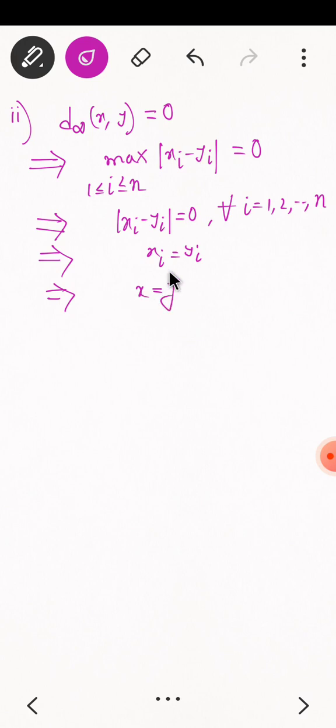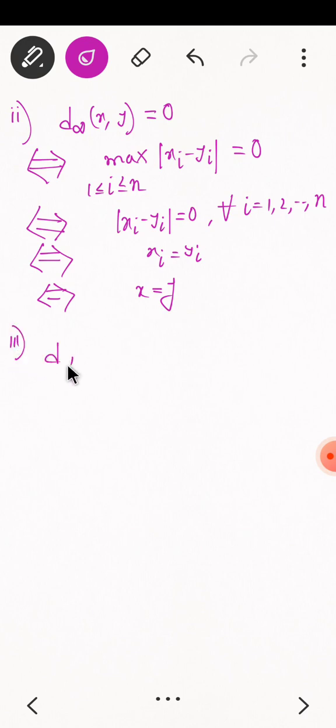Conversely, if x equal to y, then each component xi, yi are equal. So their mod is also equal to 0. So the max of this quantity is 0. So d infinity of xy equal to 0 if and only if x equal to y.